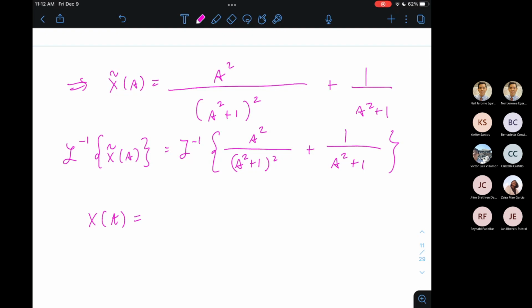Kasi ito yung ginawa natin kanina. Nilet natin ang Laplace transform ni x ay si x tilde. So, ibig sabihin, ang inverse Laplace transform ni x tilde ay si x. So, ang kailangan ko na lang ngayong mahanap ay ano ang inverse Laplace transform na nandito sa kaliwa. Alright? Ang magiging problema ko na lang ay yung inverse Laplace transform ng first term. Kasi alam ko na yung inverse Laplace transform ng second term ay sin t lamang.